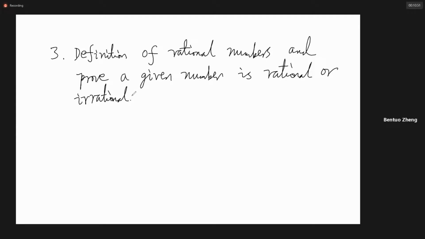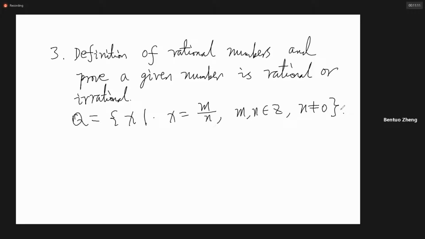Okay, so what is a rational number? So a rational number, Q, the notation is the set of all numbers x, so that x is equal to m over n, where m and n are integers and n not equal to 0. So the set of all rationals are just quotients of integers with denominator non-zero.